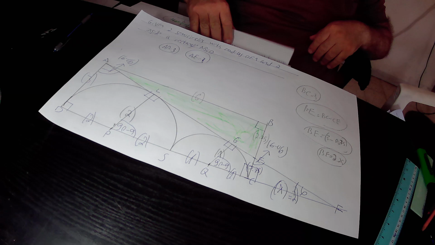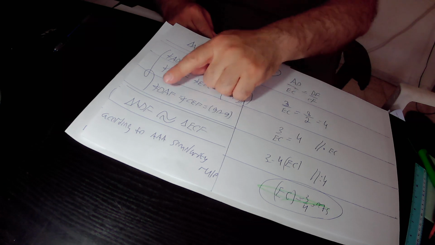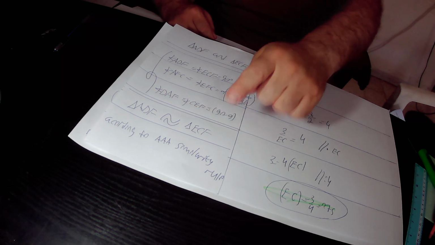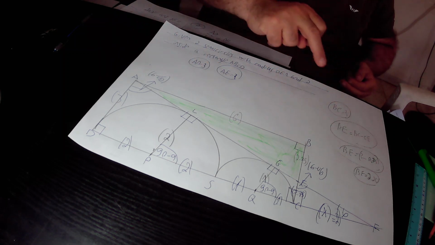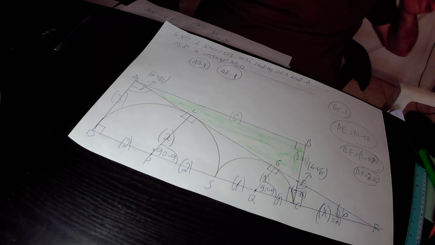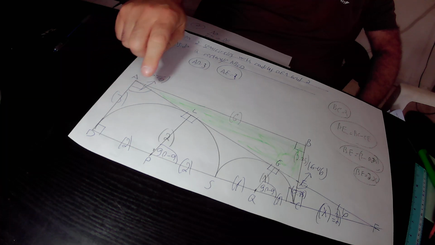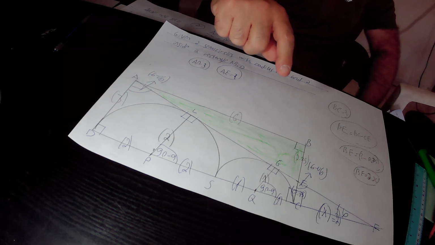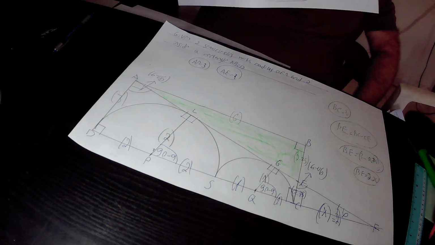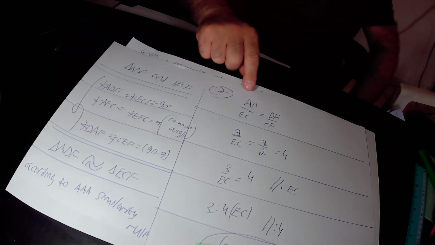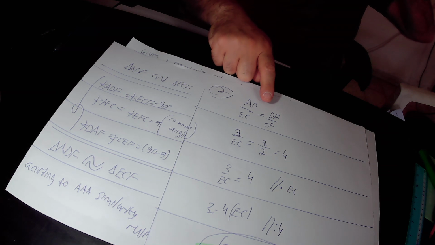So again, we found out that the big right triangle ADF is similar to the small right triangle ECF according to the angle similarity rule. And from the fact that the big right triangle is similar to the small right triangle, we derive the following relationship between their sides: side AD of the big triangle over side EC of the small triangle equals side DF of the big triangle over side CF of the small triangle.